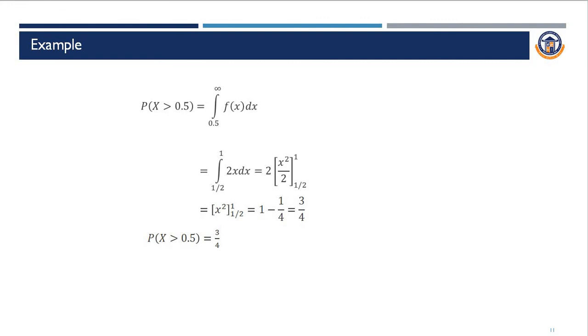Second one is P of X greater than 0.5. X greater than 0.5 means 0.5 as the lower limit. So, the integral value is the integral from 0.5 to infinity of f of x dx. In the given problem, x lies between 0 to 1, so the upper limit is 1. So, the integral from 1 by 2 to 1 of 2x dx, since k value is 2. 2 constant take outside. Integration of x gives x squared by 2. Substituting the upper limit minus the lower limit, we get the value as 3 by 4.